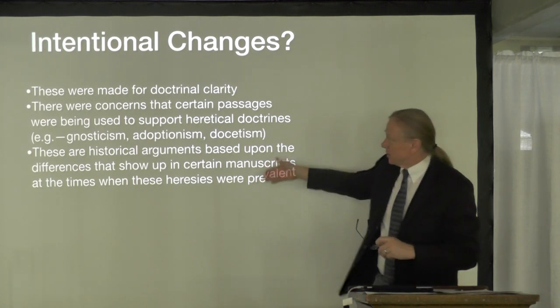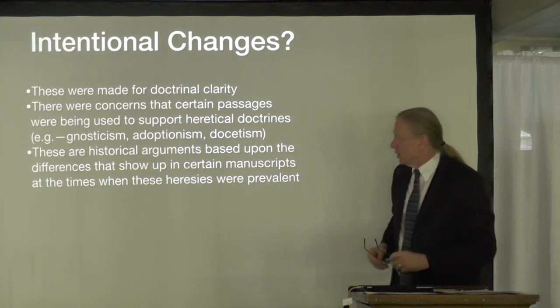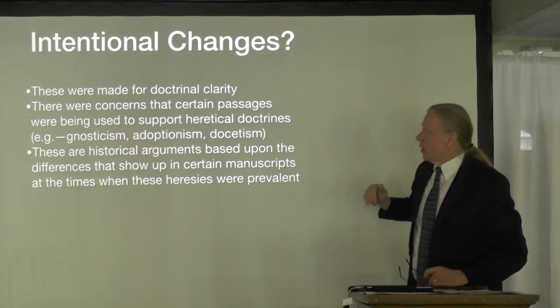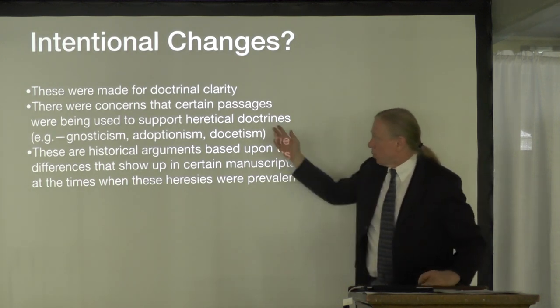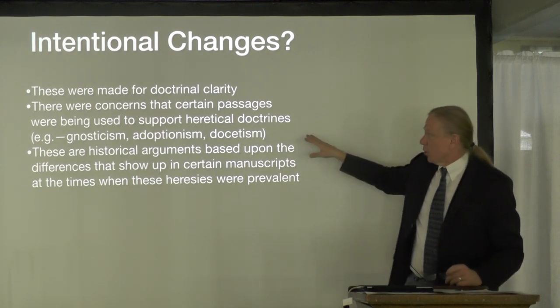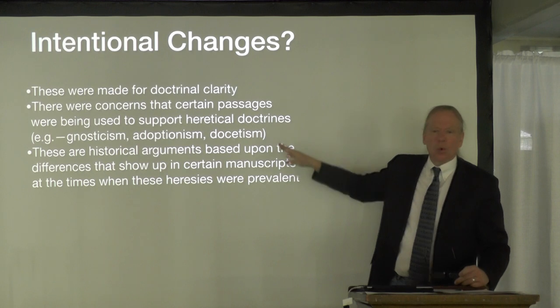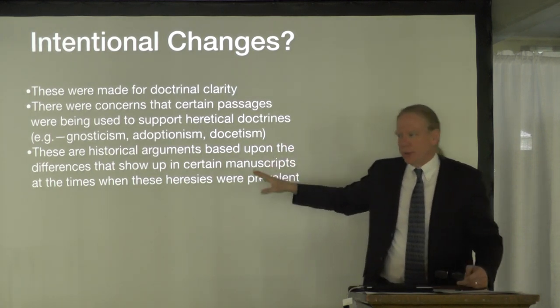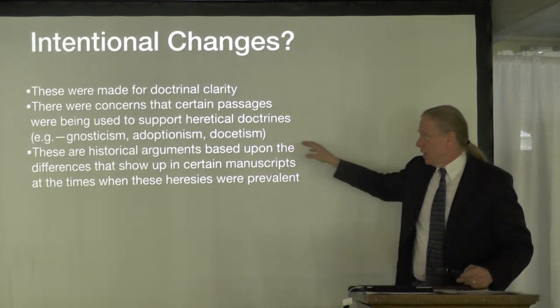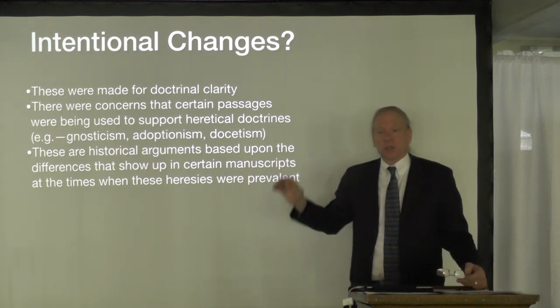So we see some intentional changes that took place. Again, for doctrinal clarity, concerns that certain passages were being supported for heretical doctrines like Gnosticism, Adoptionism, Docetism. We're not going to go into those today. That's not the purpose. But those are three different things that the early church was concerned about.